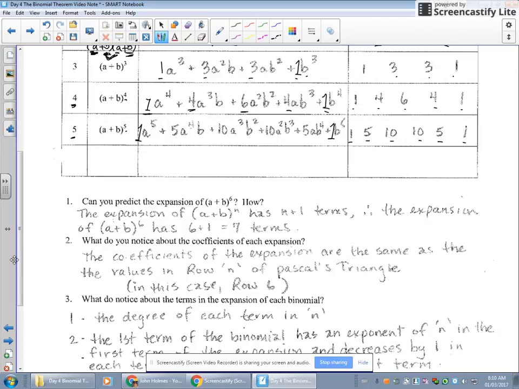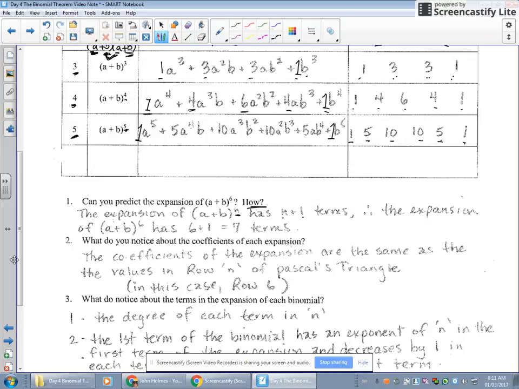So can we predict the expansion of a plus b to the sixth? How can we do it? Well, the expansion of a plus b to the n has n plus 1 terms. Is that true? Here we have the power of 5. It's the fifth row. We've got 1, 2, 3, 4, 5, 6 terms. So we have 6 terms on the fifth row, 1 extra term. On the third row, we have 1, 2, 3, 4 terms. So we have 1 more term than the row. So if we are in row n, or the exponent is n, that means we have n plus 1 terms. Therefore, the expansion of a plus b to the 6 has 6 plus 1, or 7 terms.